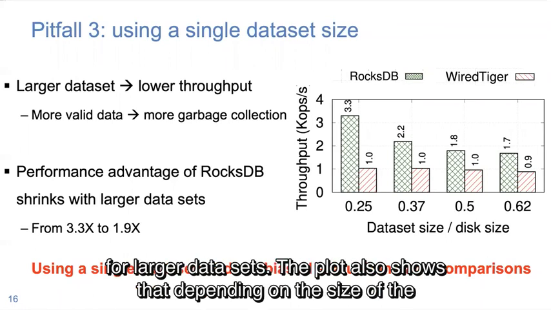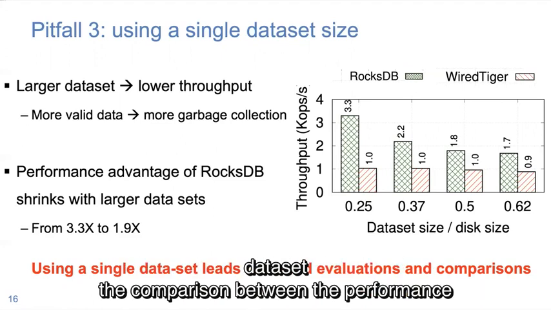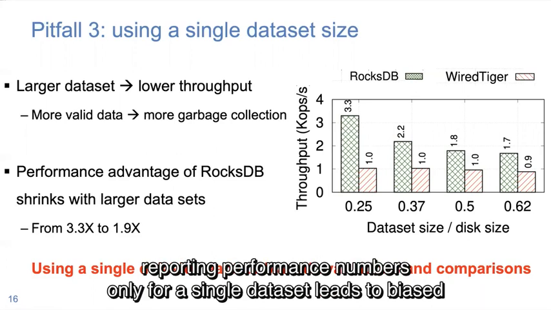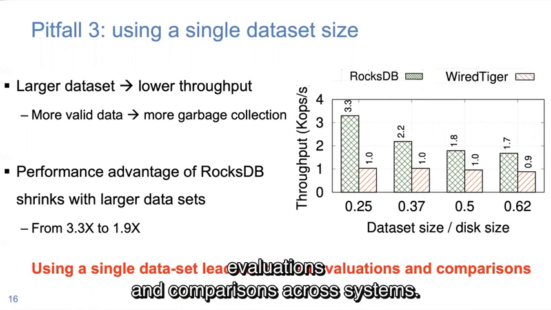The plot also shows that depending on the size of the dataset, the comparison between the performance of RocksDB and WiredTiger varies significantly. This indicates that reporting performance numbers only for a single dataset leads to biased evaluations and comparisons across systems.